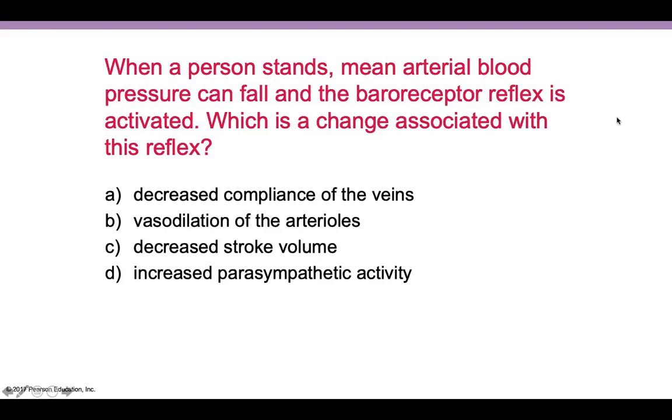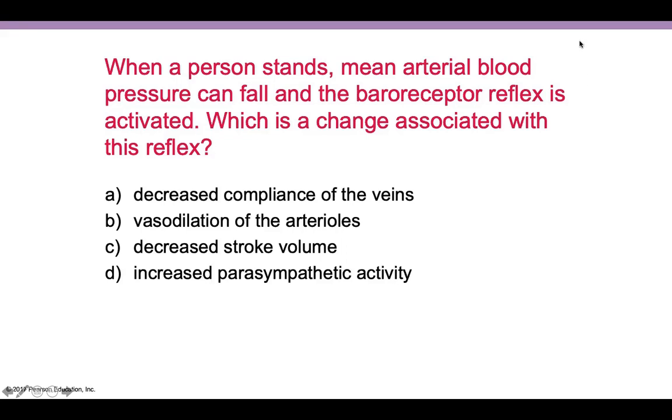All right, last 5 seconds. Let's see here. So lots of response for B.